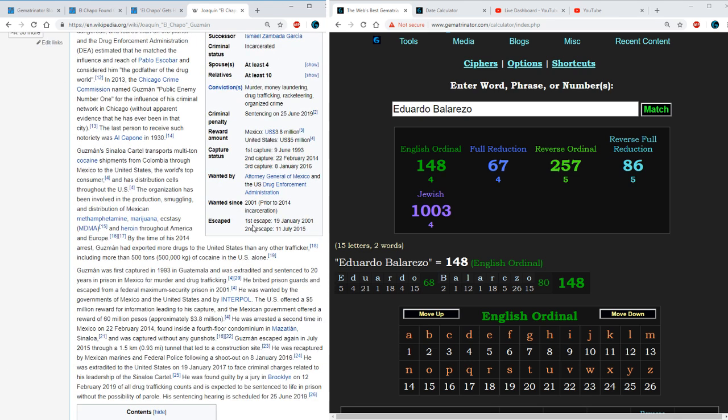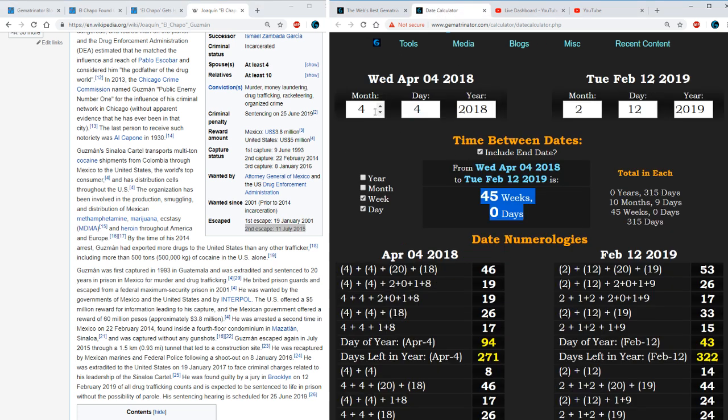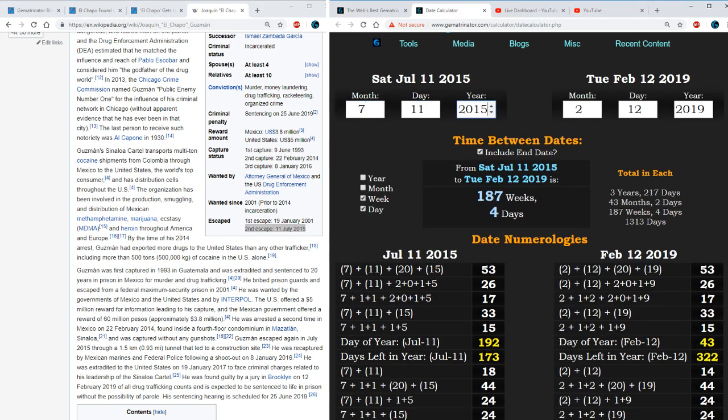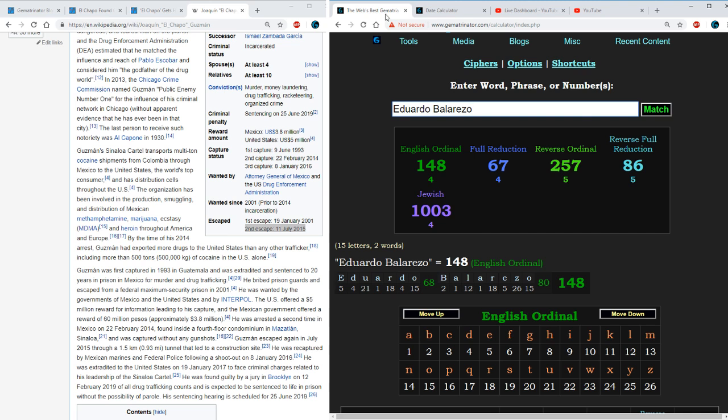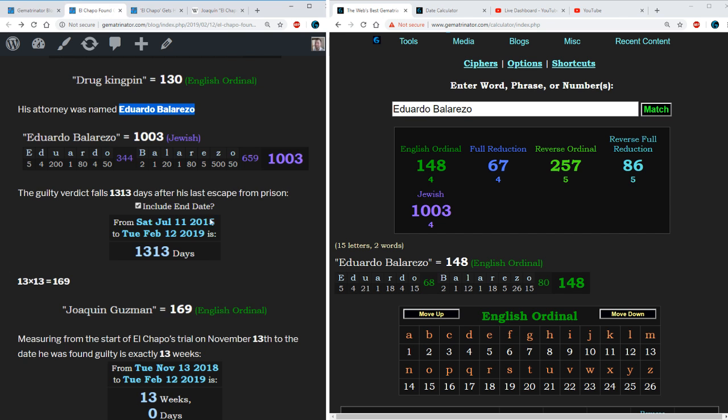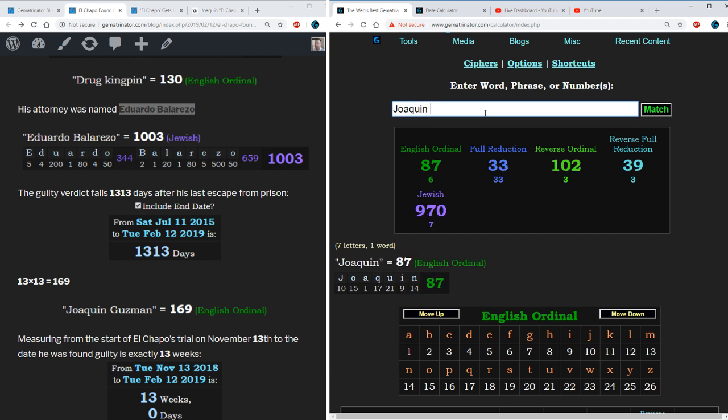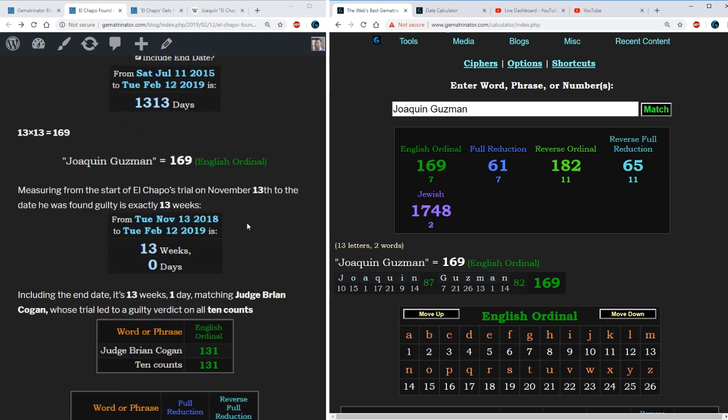Also, El Chapo is known for escaping prison on 2 different occasions. And what's really funny is that when you measure from his last escape, July 11th, 2015, to today's date, you get exactly 1,313 days. 2 13s. Not a coincidence, folks. This is how our mainstream media is being crafted by the numbers. It's pretty absurd. And check this out. If you multiply 13 times 13, you get 169. Joaquin Guzman, El Chapo's real name, 169.